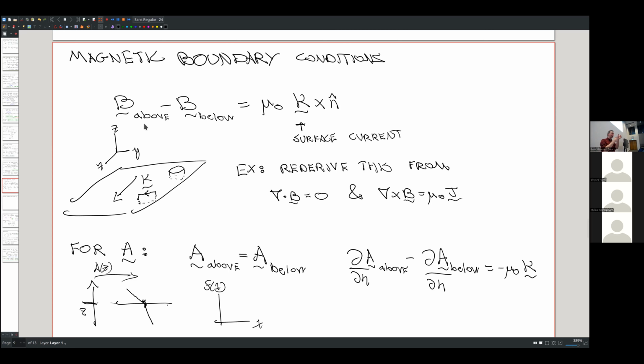The magnetic field has a discontinuity at the boundary. So if you only have this boundary here, the magnetic field is going to have a certain strength and a certain direction below, and then suddenly, pop, it's going to go the other way. So there's a discontinuous value of the magnetic field. I don't fully understand why this is discontinuous.